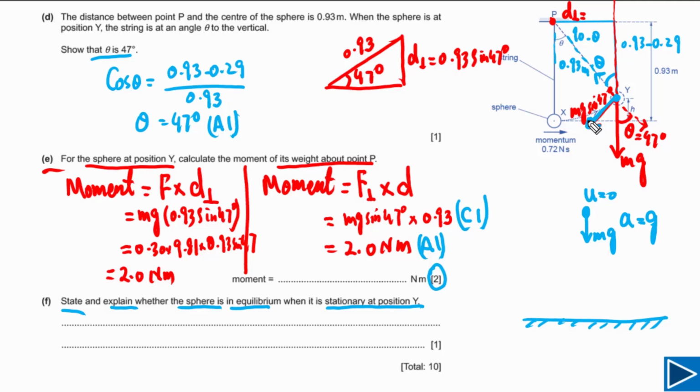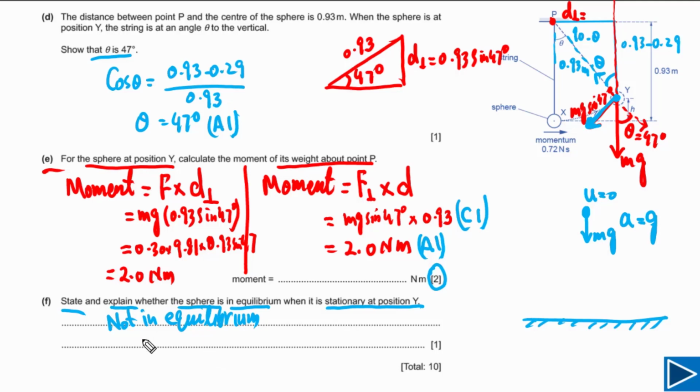So it simply means that there is a resultant force when the sphere is stationary at position Y. So there is a resultant force. It simply means that this is not in equilibrium. So the first thing you can state is not in equilibrium. So this is one thing you have to state.